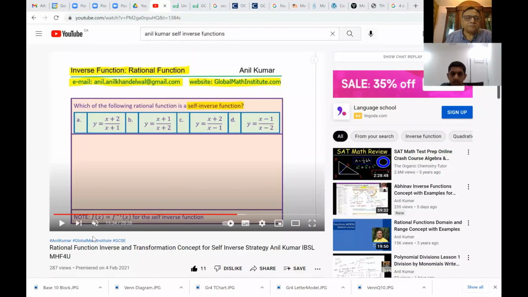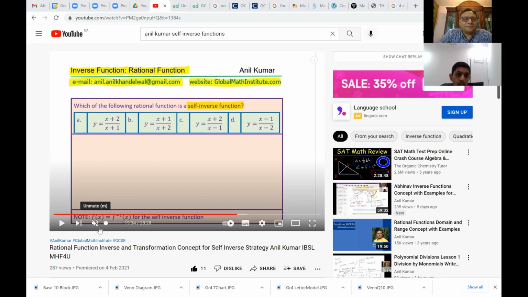Now, can you answer this question? Read the question first. I can't see your screen. Oh, sorry. Let me share the screen. There you go. I just searched my playlist and I found one. There are many, but this one is a very good question based on self-inverse of a rational function. Can you please read this question?